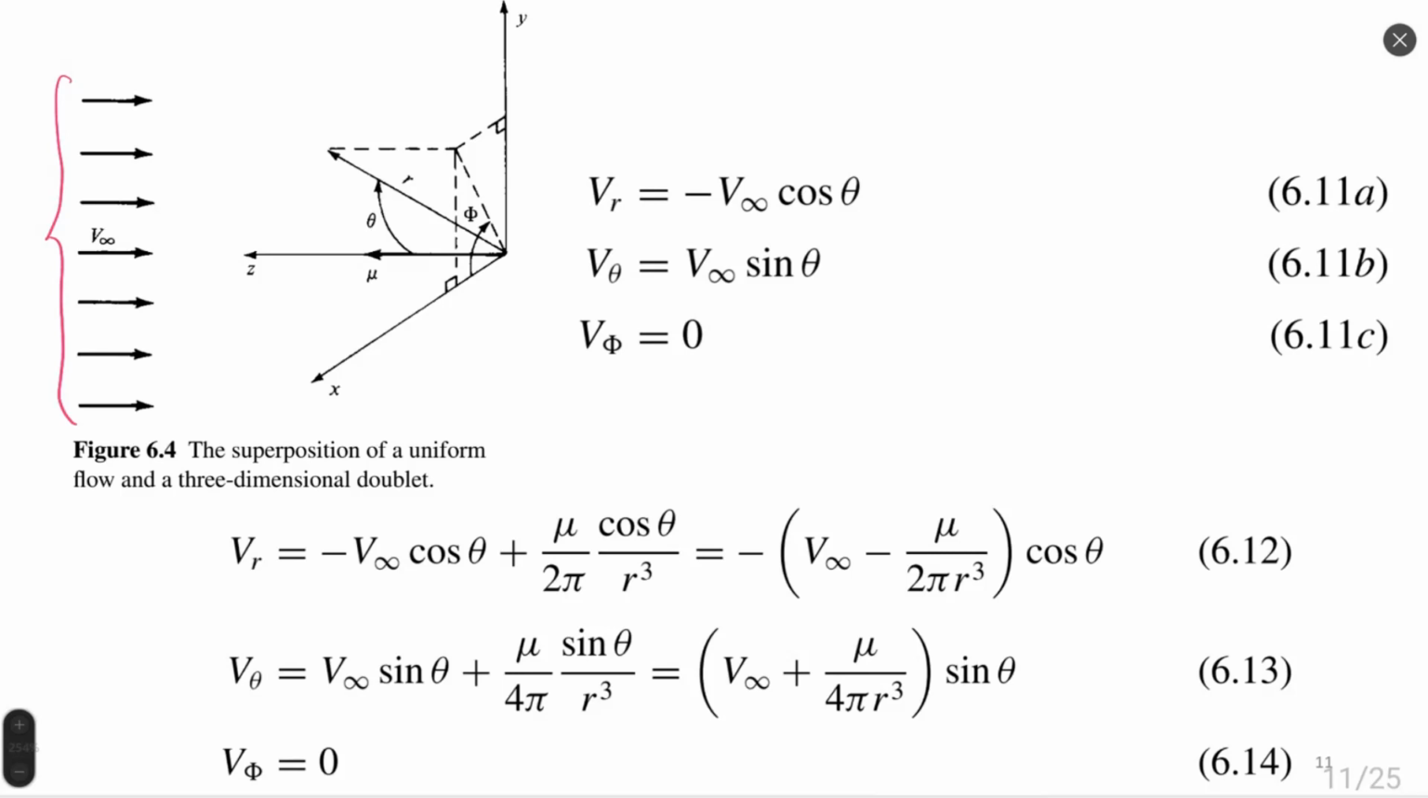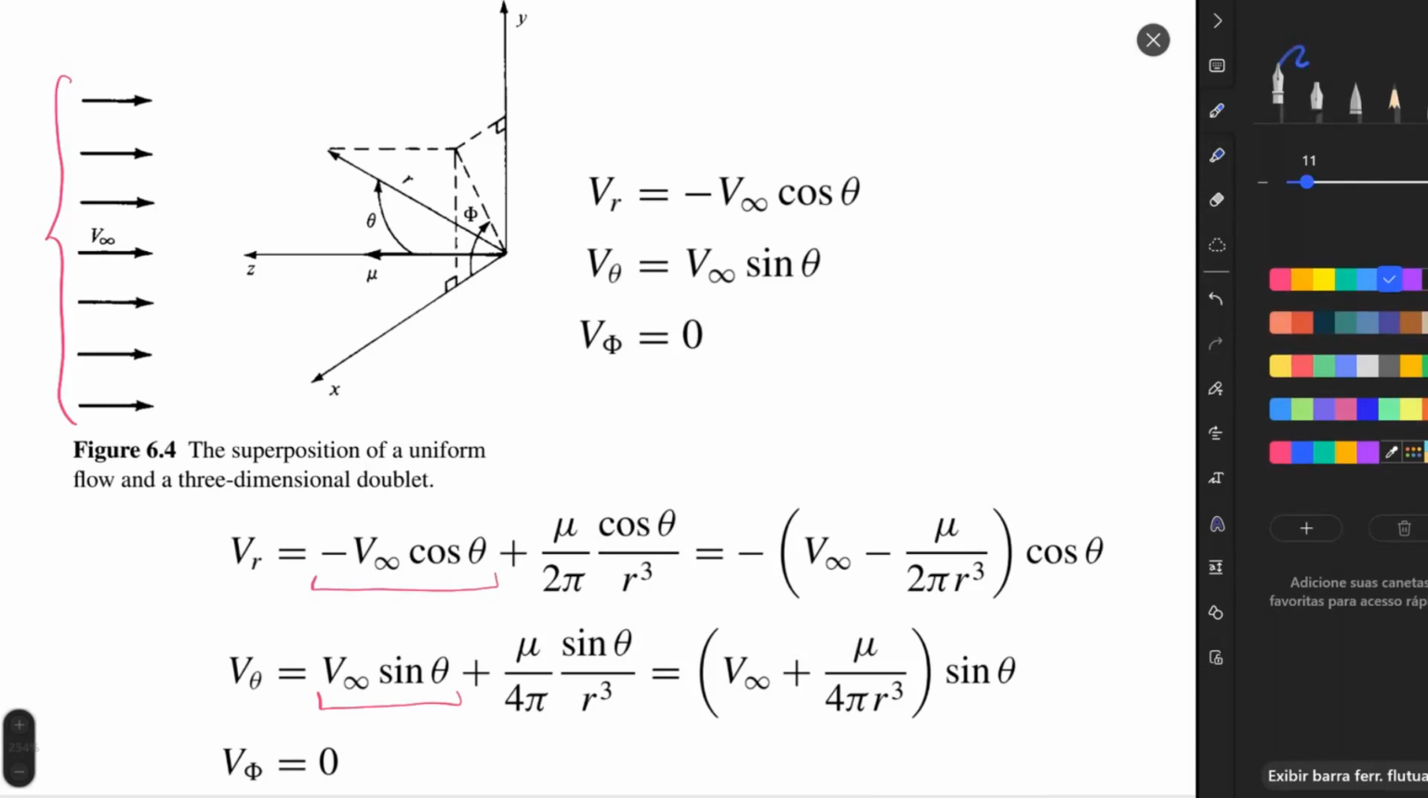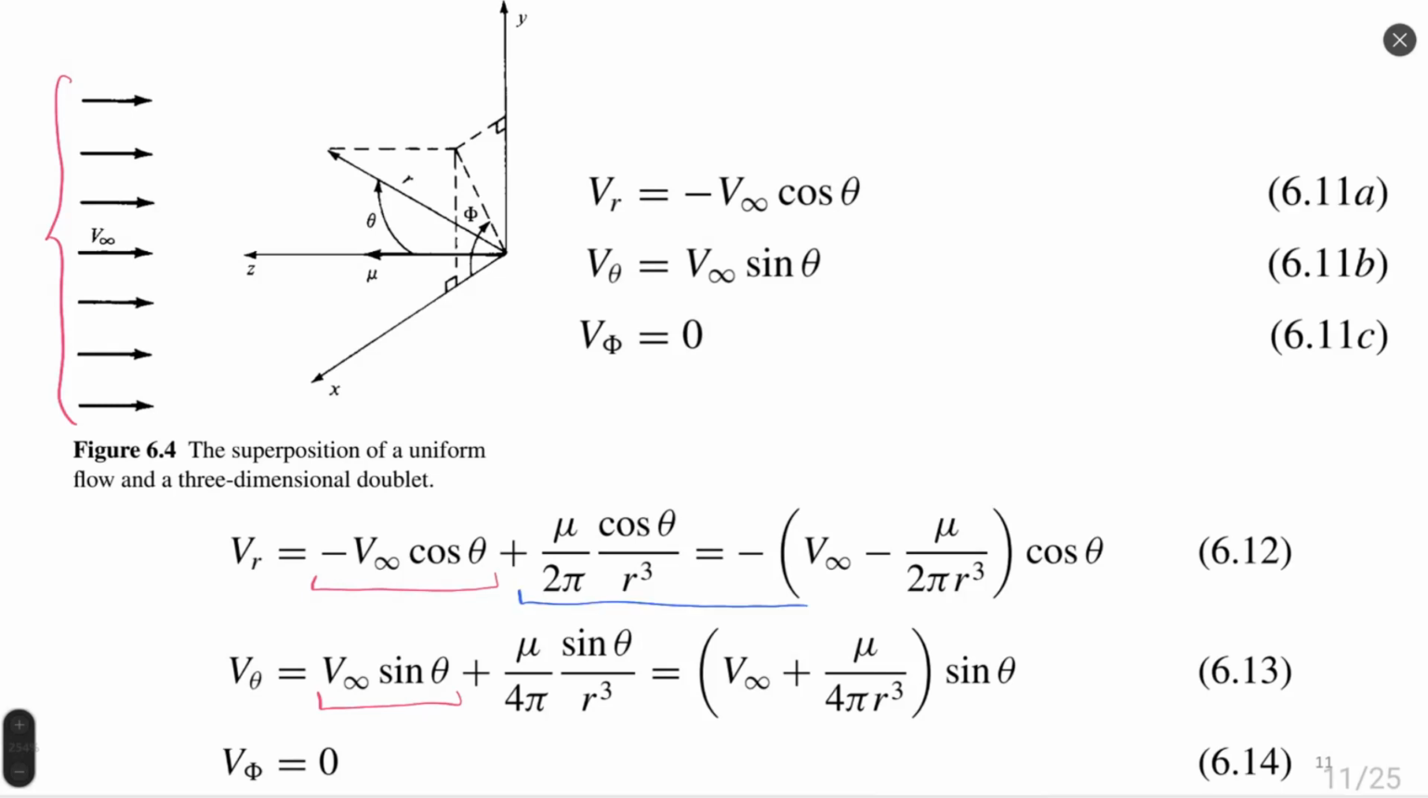We will see that the first part of these equations represents flow from infinite direction. It is now written in spherical coordinates. And the second part, which I will mark with a blue color, represents the doublet. Red part is flow from infinite direction. Blue part is the three-dimensional doublet. Summating these two flows, we obtain flow over a sphere.